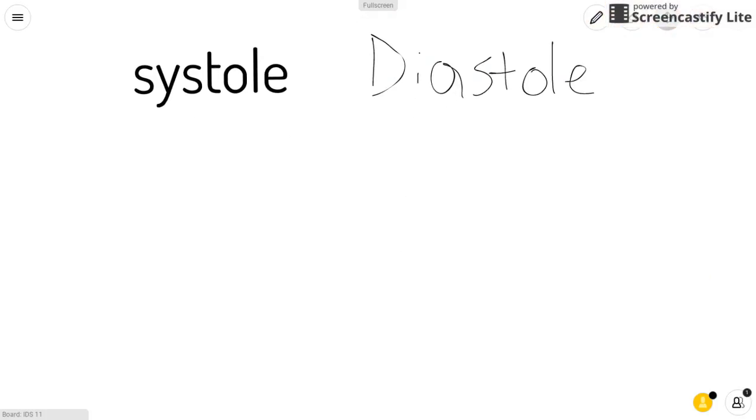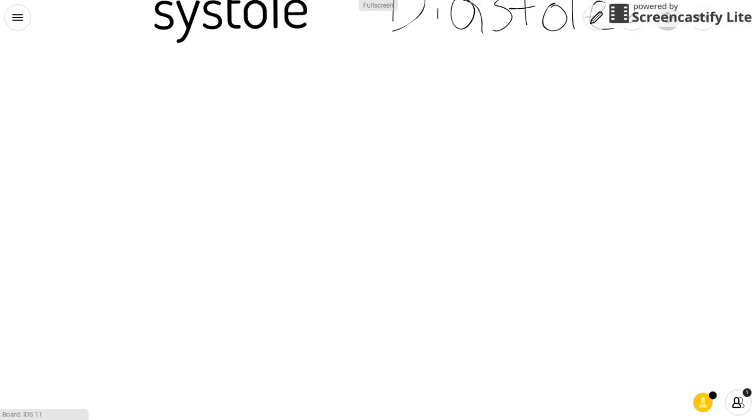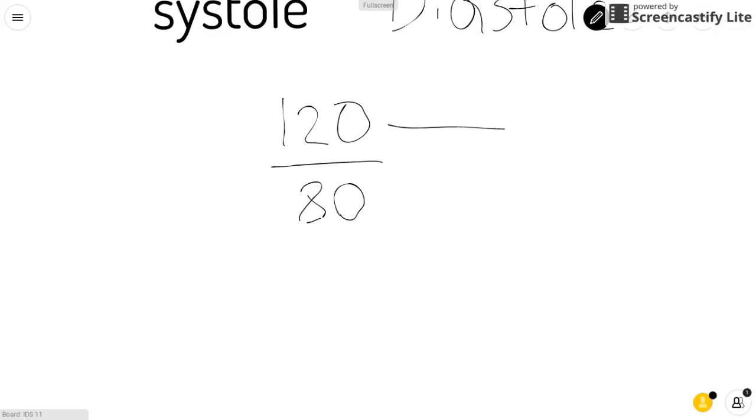So when you have a blood pressure reading, usually you'll get a large number over a small number, so like 120 over 80. That's the normal blood pressure reading of a healthy adult. So the systole is the larger number, and the diastole is the lower number.